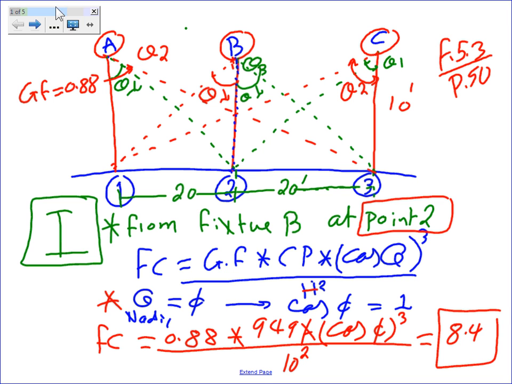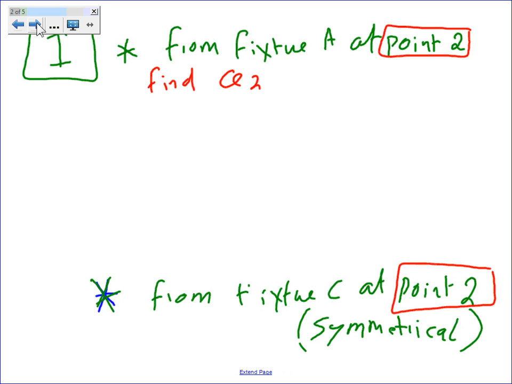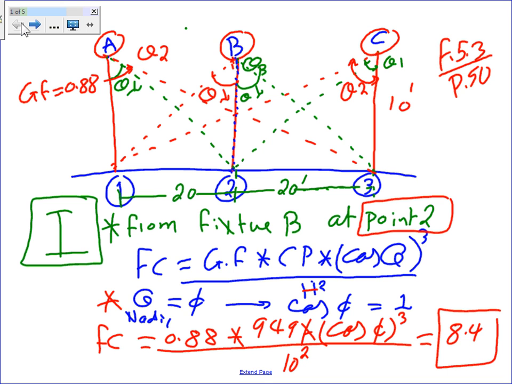Okay. So the next one, we need to go from fixture A at point 2. Here's fixture A at point 2. We need to find the angle. So fixture A at point 2, the angle is Q1. To find the angle, you take the tan. What's tan of Q1, guys? The opposite over the adjacent, right? The tan of Q1 is opposite is 20 over the adjacent is 10 because this is a 10-foot.